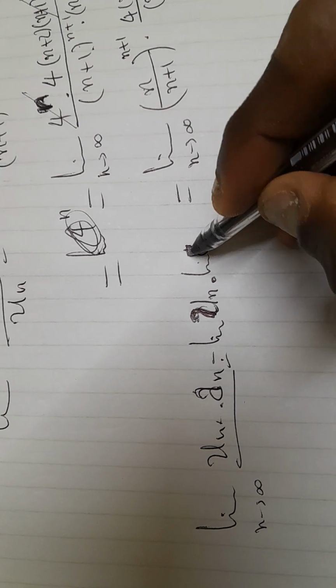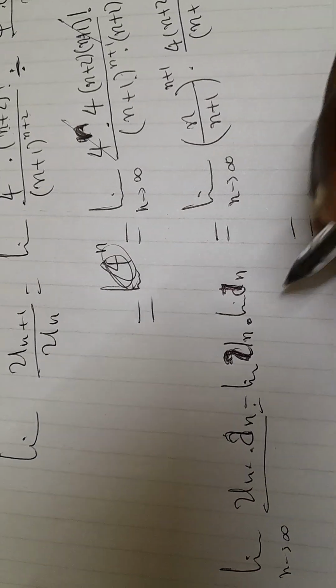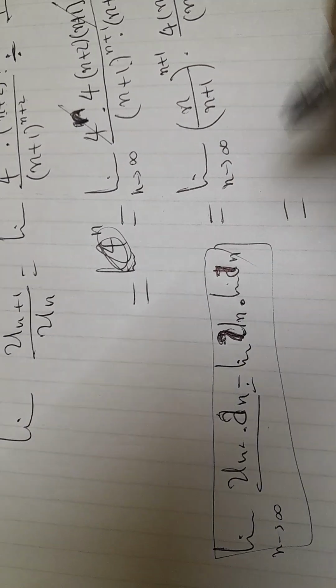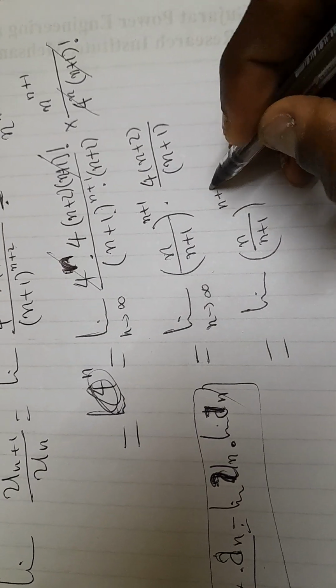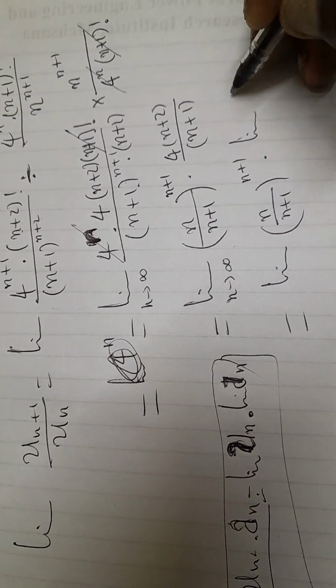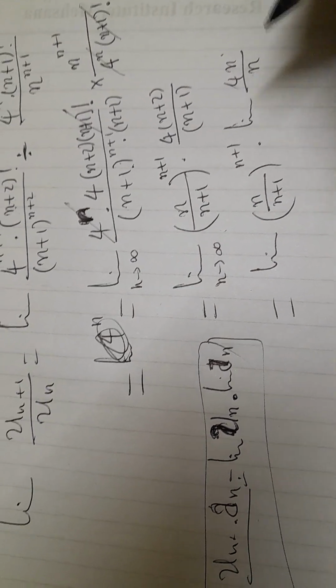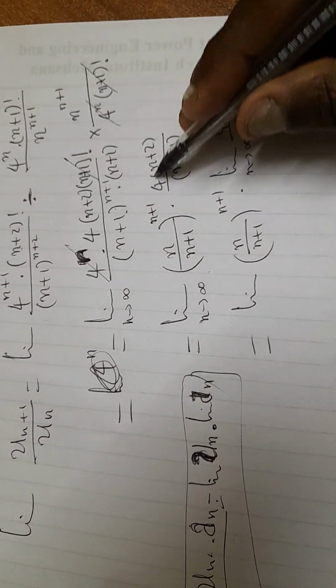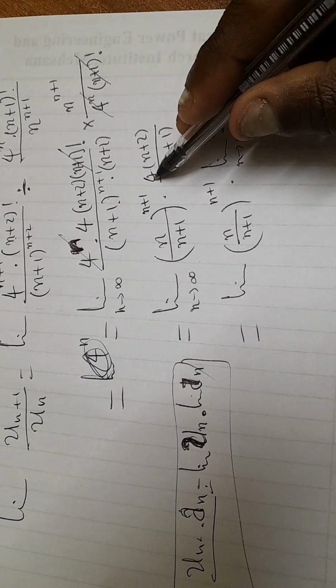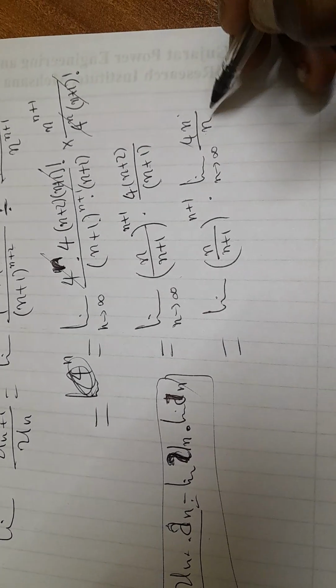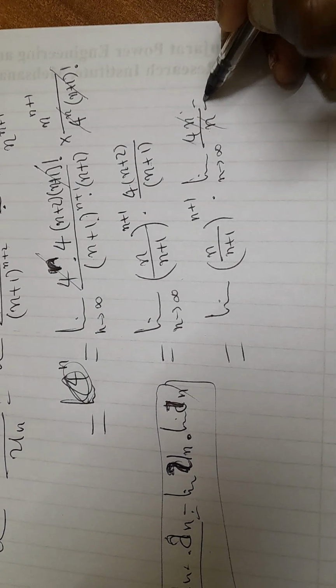Just like this. So this is what I'm going to do. This will be the limit of (n upon n plus 1) to the power n plus 1, times the limit of the other factor, only n upon n. Just pick up the n with the greater power here and the n with the greater power there, with their coefficients, then just divide them.